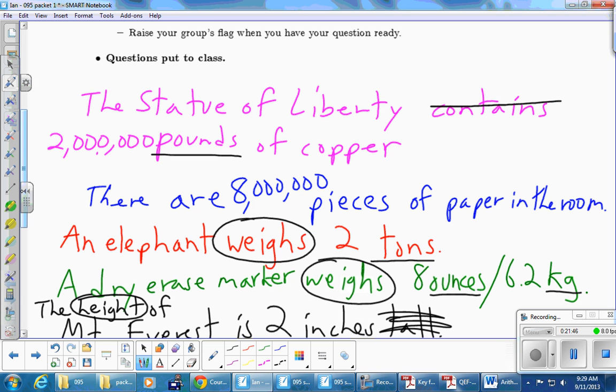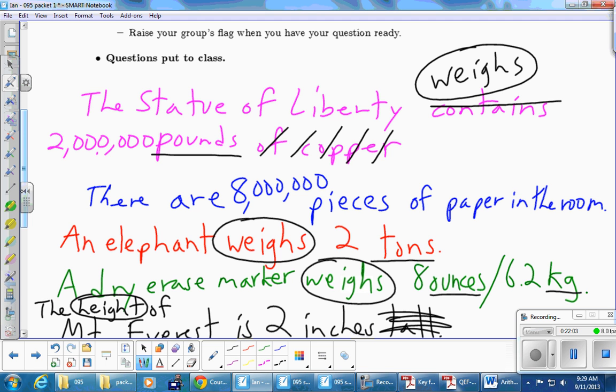The Statue of Liberty weighs 2,000 pounds. I'm just going to take the copper part out. Or 2 million pounds, thank you. The Statue of Liberty weighs 2 million pounds. Is weighs a quantity word or a unit word? That is a quantity, the thing you are counting or measuring, quantifying.